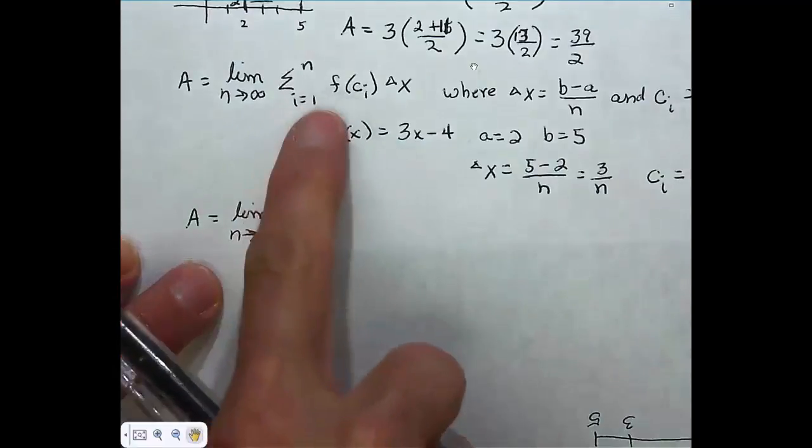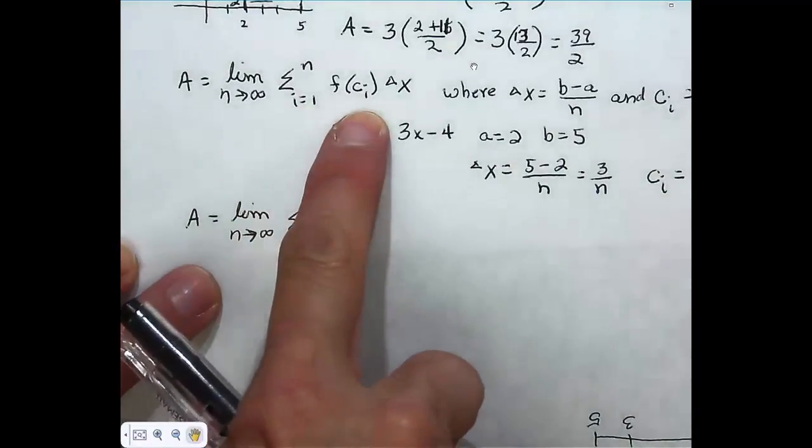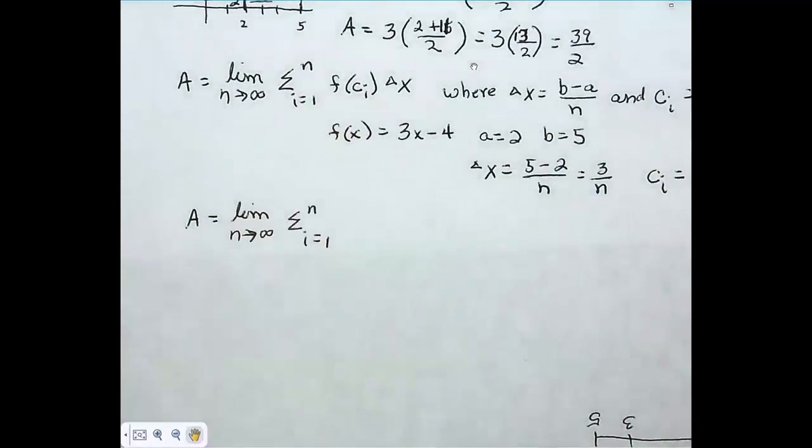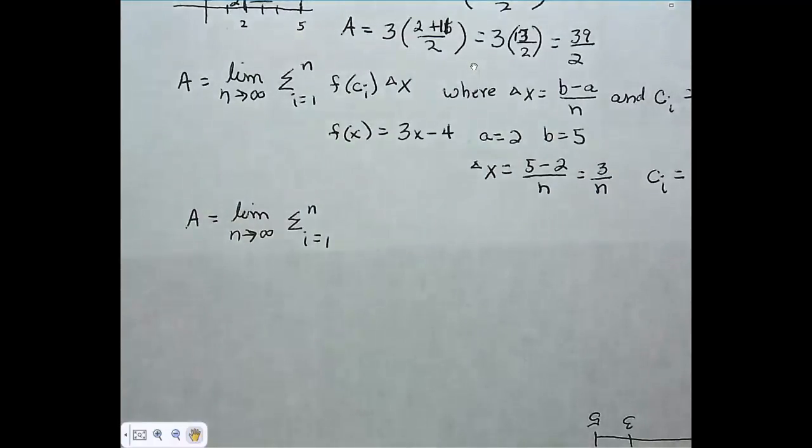How do I find f of c sub i? What does that mean? If I say find f of 3, what does that mean? Put 3 in the place of x. If I say find f of hippopotamus, what does that mean? Put hippopotamus in the place of x. If I say find f of c sub i, that means take this c sub i, plop it in place of the x.